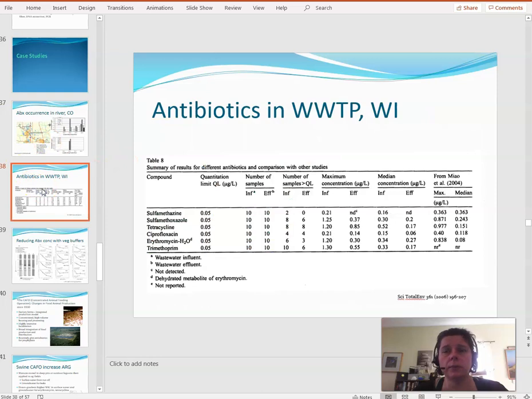So wastewater treatment plants in Wisconsin. They looked at it in the influent, that's the water that's coming in, and effluent's the water coming out. They tested it. They could find these different antibiotics in the influent, so what was coming in, and a lot of them were still located in the effluent. There was a decrease in the concentration and the numbers of them, but we are still finding a lot of it inside of the effluent coming into our environment downstream from wastewater treatment plants.